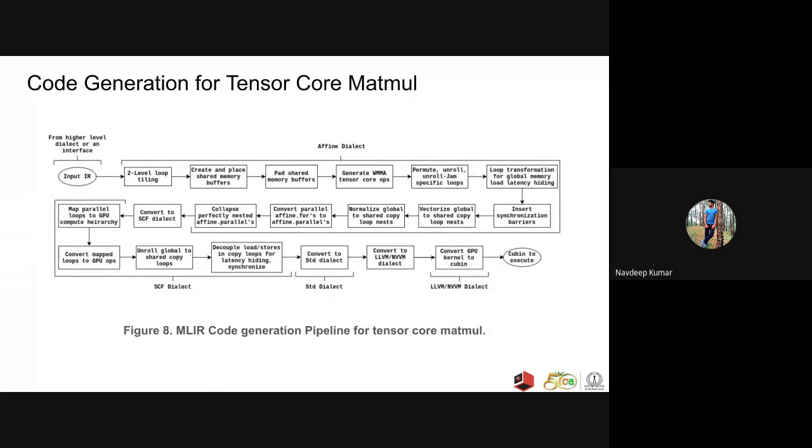blocks. And the next two steps, the unroll of global to shared copy and then decoupling of load and store, are basically completing the latency hiding stuff that we had earlier. After doing all these optimizations, you lower down to the STD dialect and then the LLVM dialect, and again this goes through the LLVM and PTX backend, and you get the cubin to execute at the end.